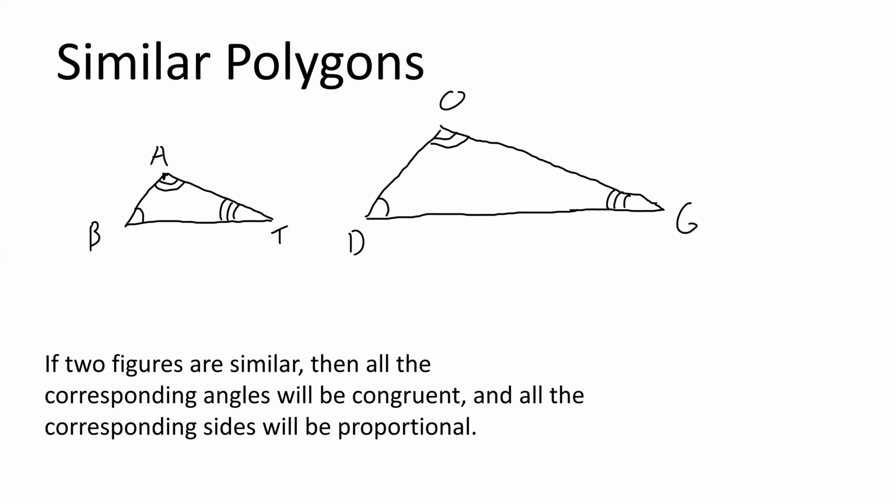When we have similar polygons, or if two figures are similar, then all the corresponding angles will be congruent. And that's why I have two different figures here, but I've marked all the angles as congruent. And all the corresponding sides will be proportional. So take a minute, first copy that part down, and then I'm going to add something to this.